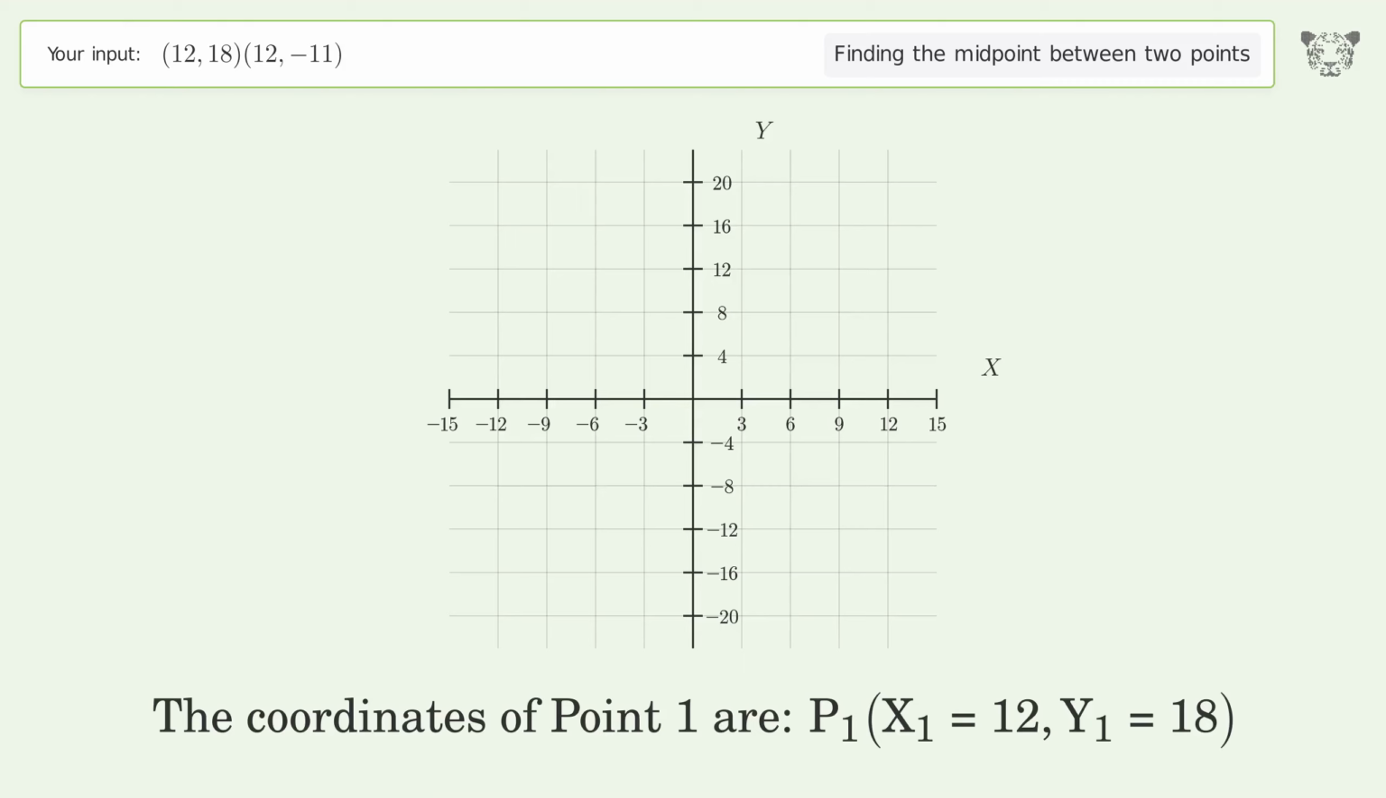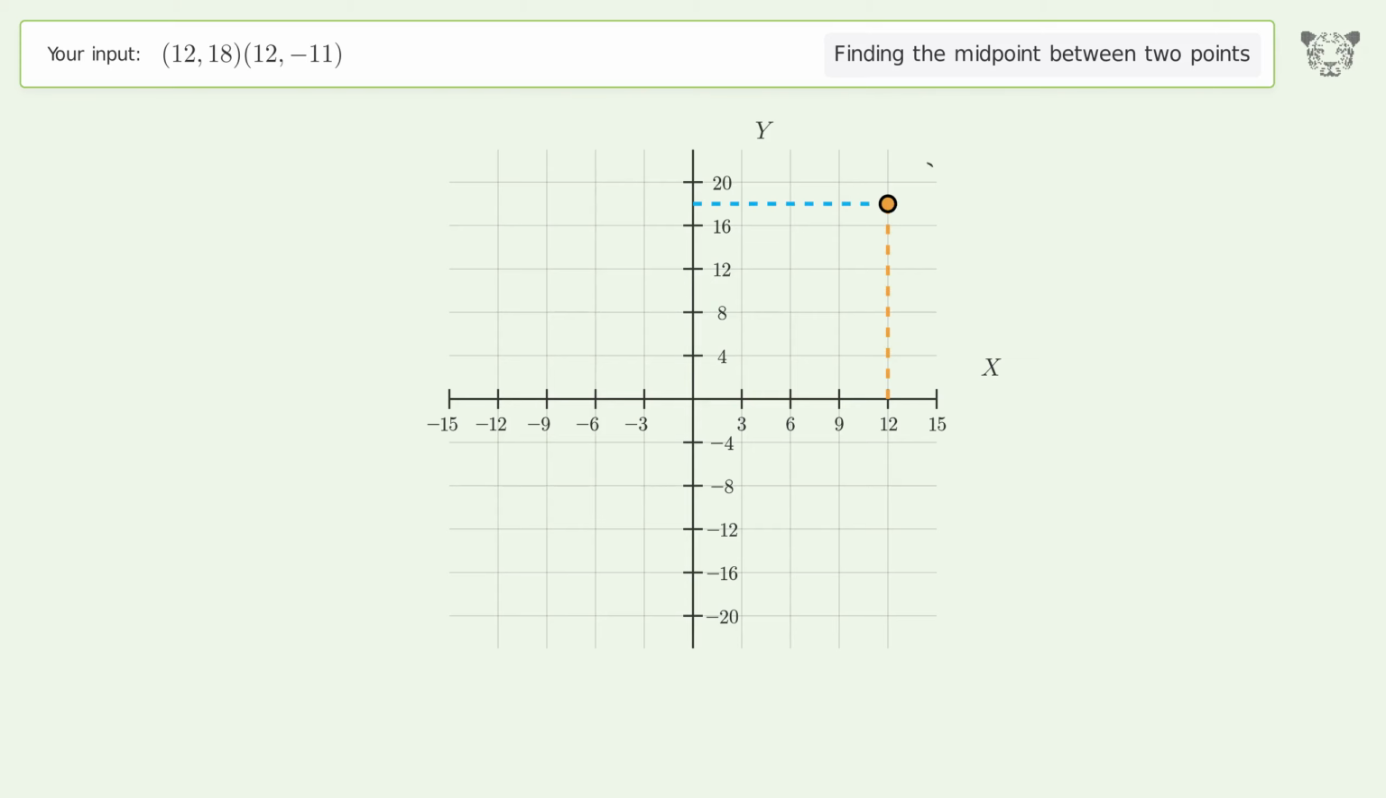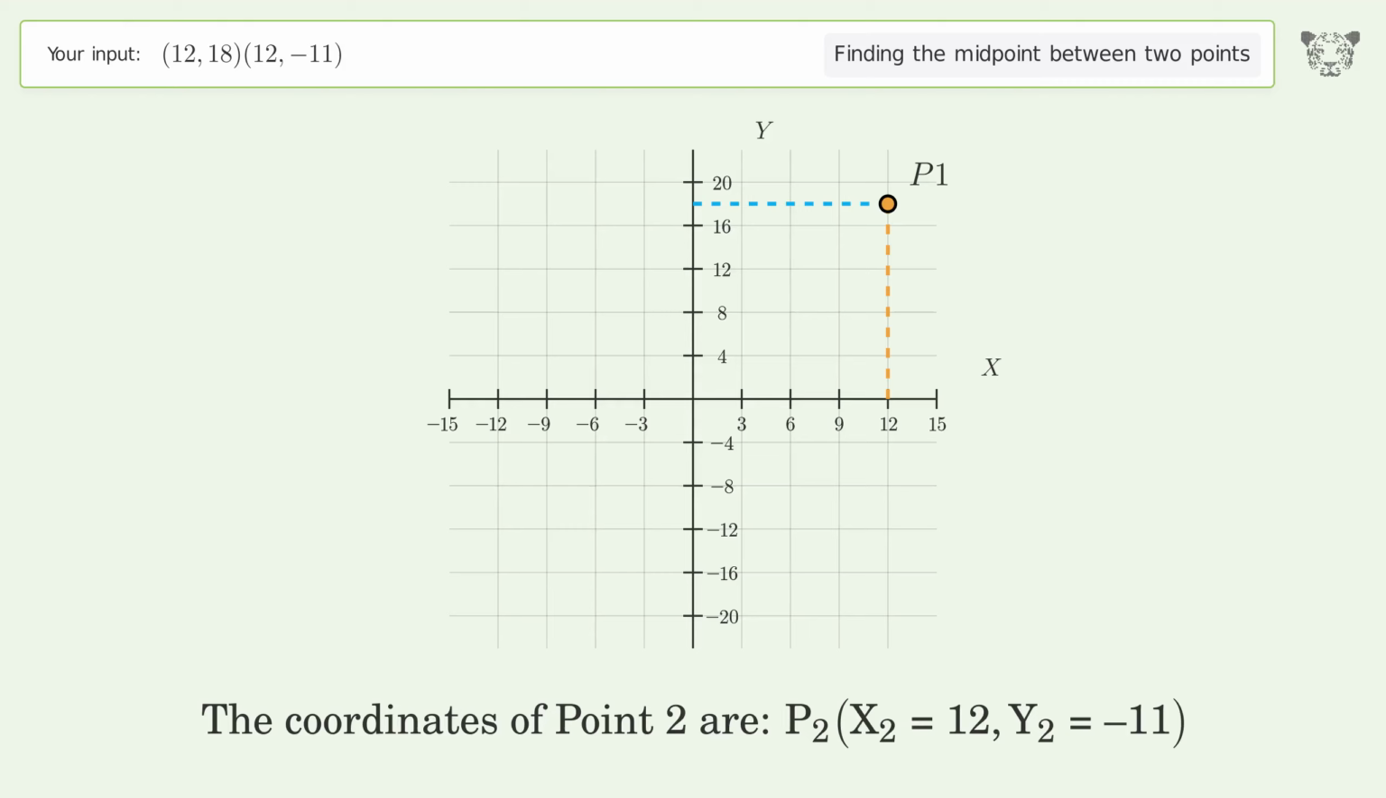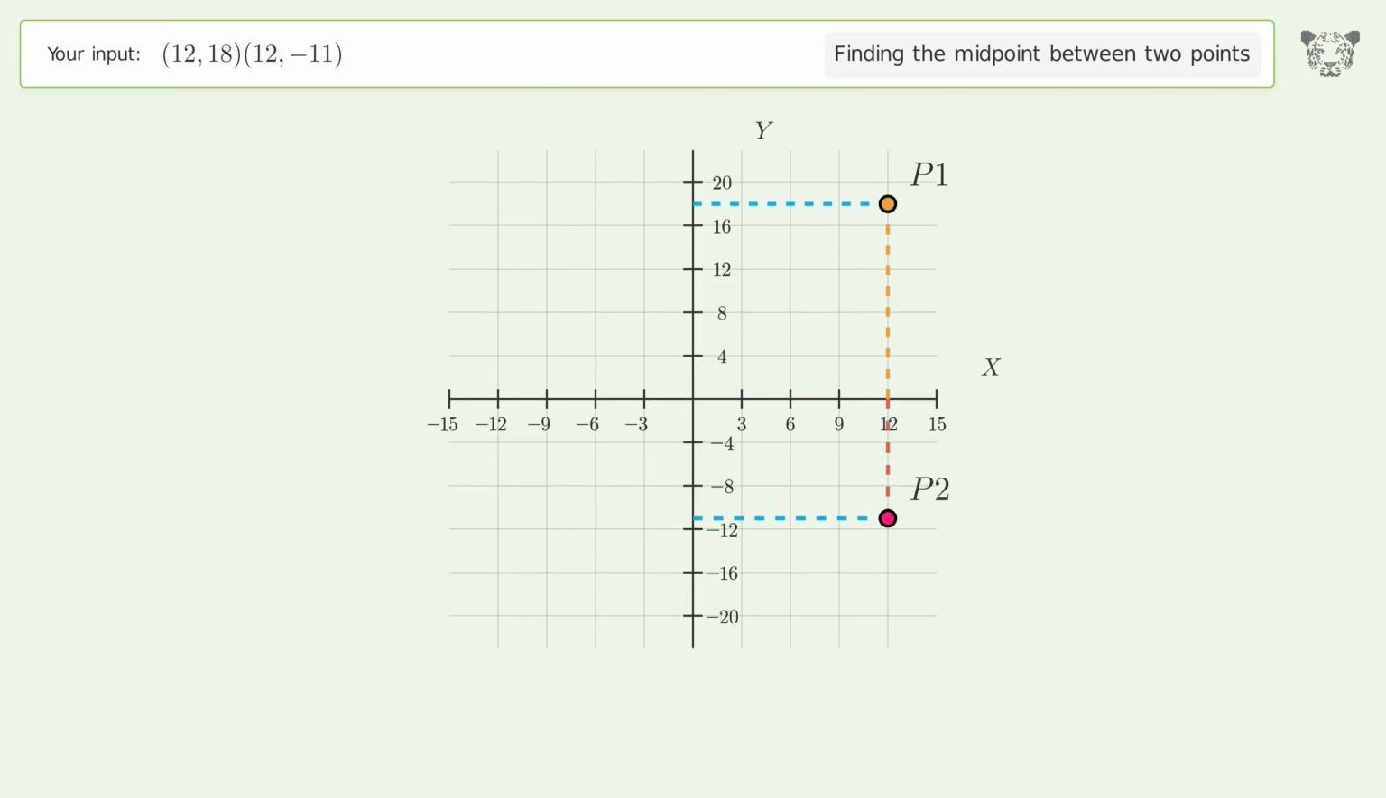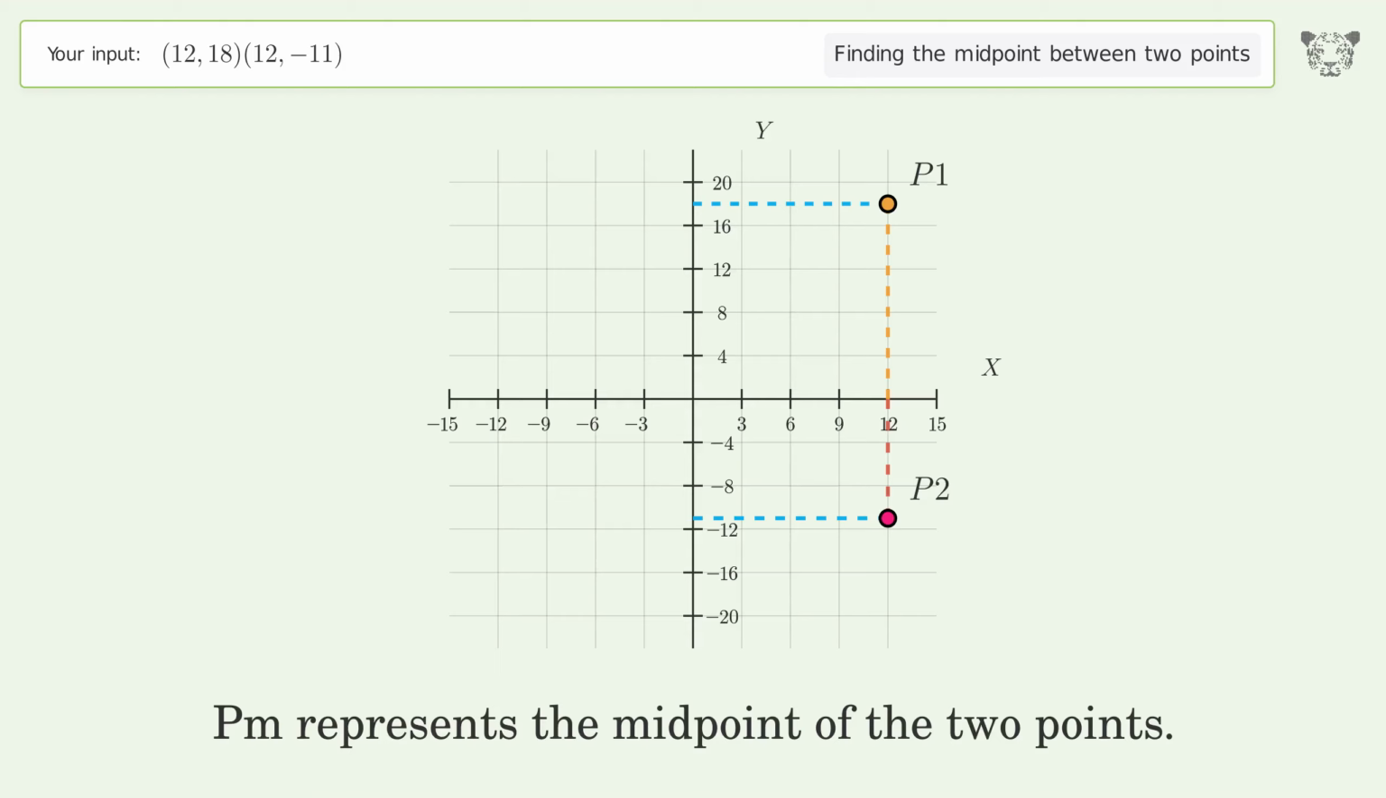The coordinates of point 1 are x1 equals 12, y1 equals 18. The coordinates of point 2 are x2 equals 12, y2 equals -11. PM represents the midpoint of the 2 points.